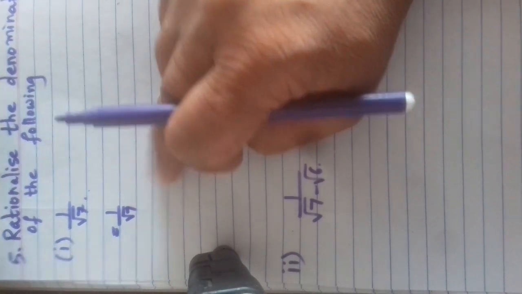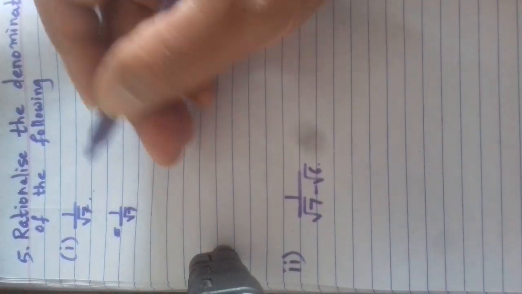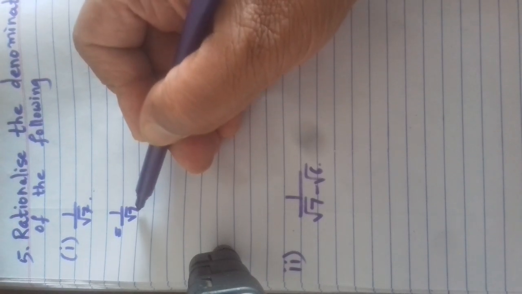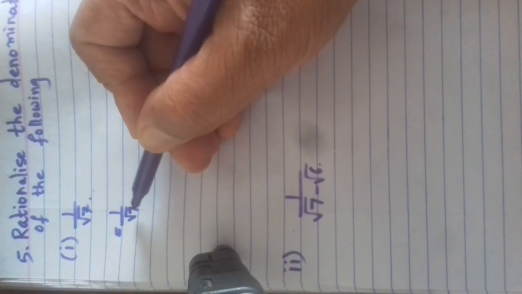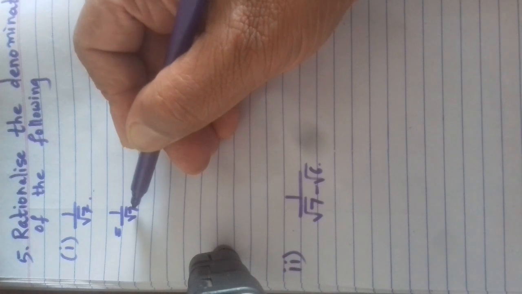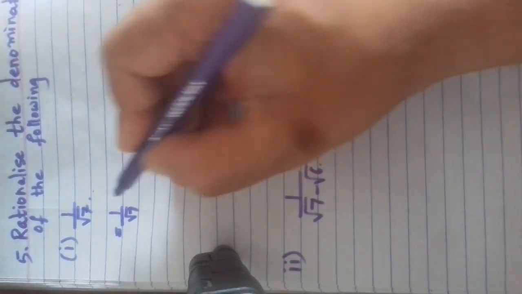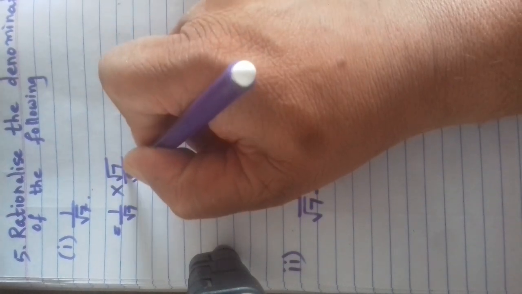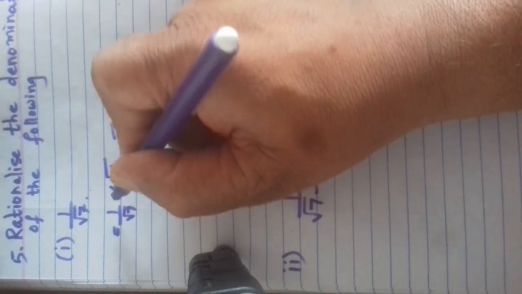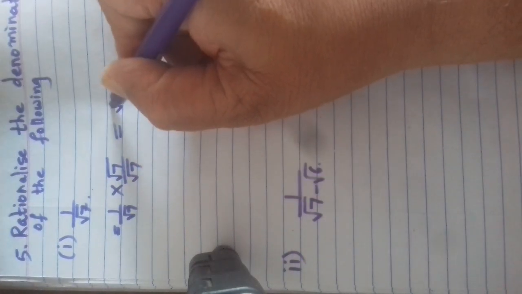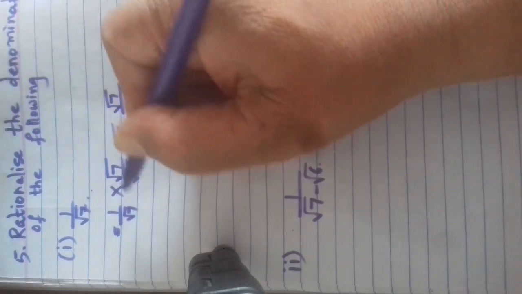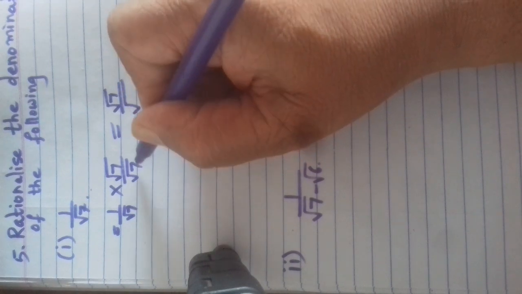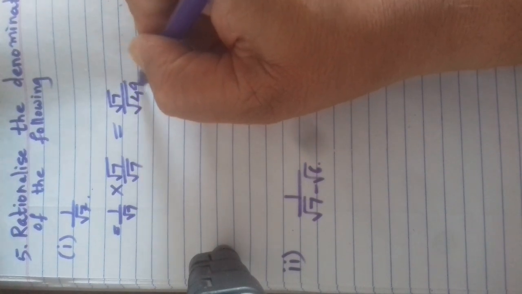Denominator is irrational, so we have to make it rational. For that, whatever is the denominator, see here, this denominator is a monomial, a single term. So multiply and divide by the same term. We will multiply by root 7 and divide by root 7. What is 1 into root 7? 1 into root 7 is root 7. What is root 7 into root 7? Inside multiply, 7 sevens are 49.